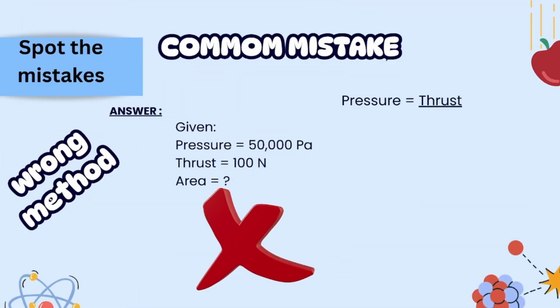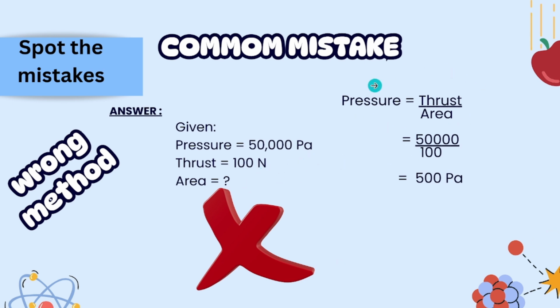Okay, now let us see the common mistakes you do in your exam. Most of students forget writing the given part. That is a huge mistake. Without writing given part, you will never have a clarity whether your problem is correct or wrong. Pressure is equal to 50,000 Pascal, thrust is equal to 100 Newton, area you are finding. So this gives you clarity. You are finding the area and pressure and thrust are given in their SI units, need not convert it.